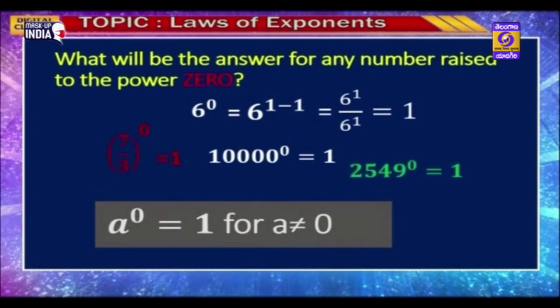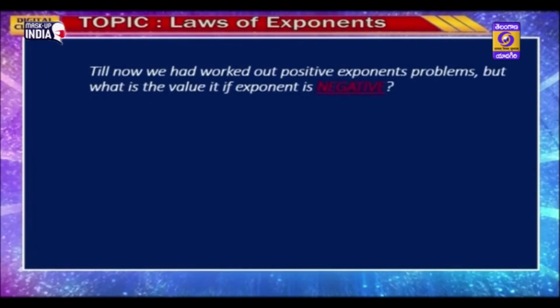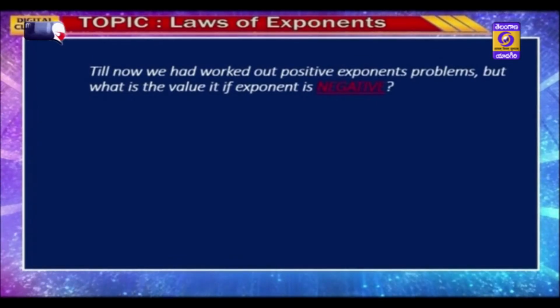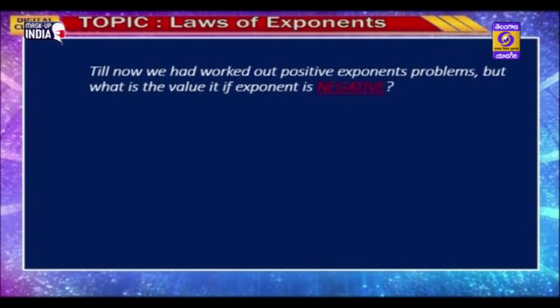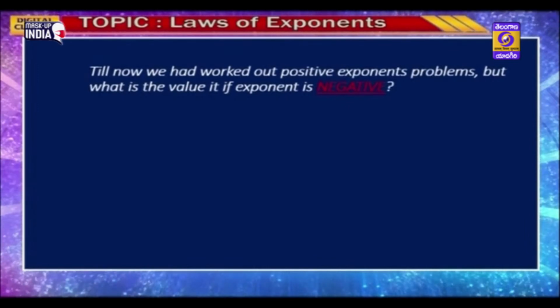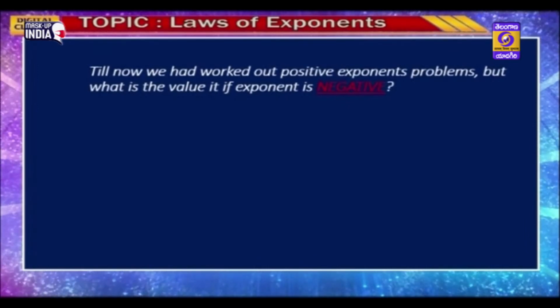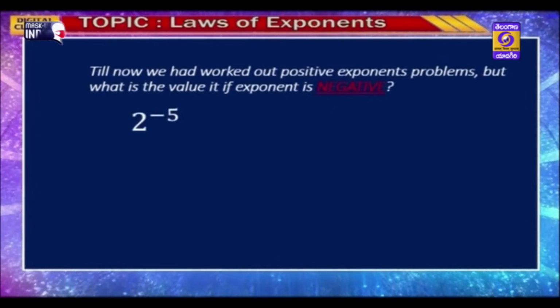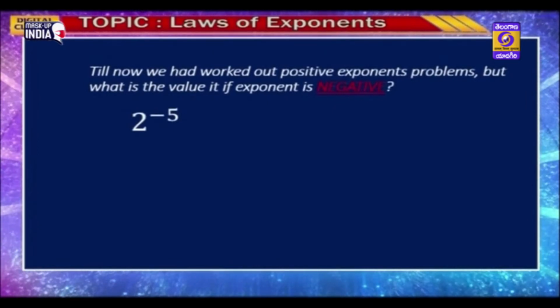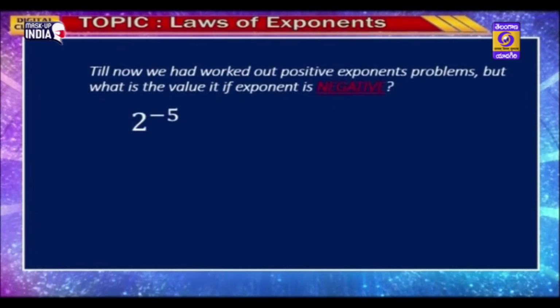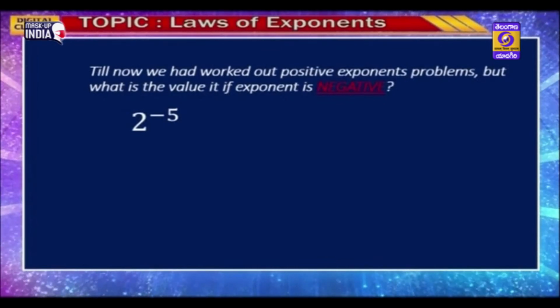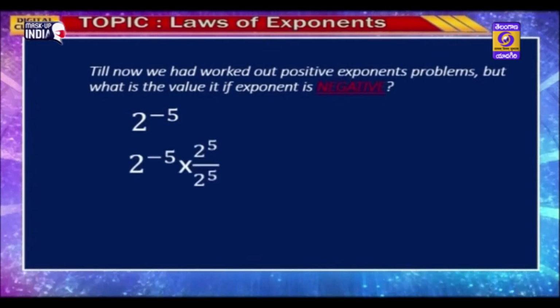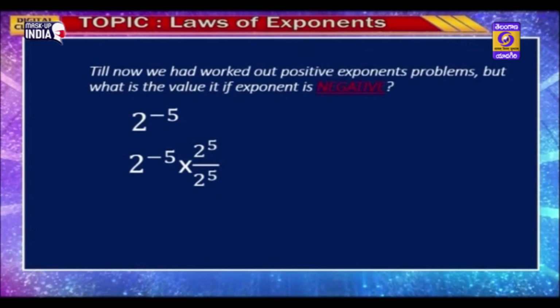Till now we have worked out the positive exponent problems, isn't it? Now there is a negative exponent is there. So how we can write such type of problems? See here, 2 to the power of minus 5 is there. Look at the exponent. It is a negative number, minus 5. Let us find out here.